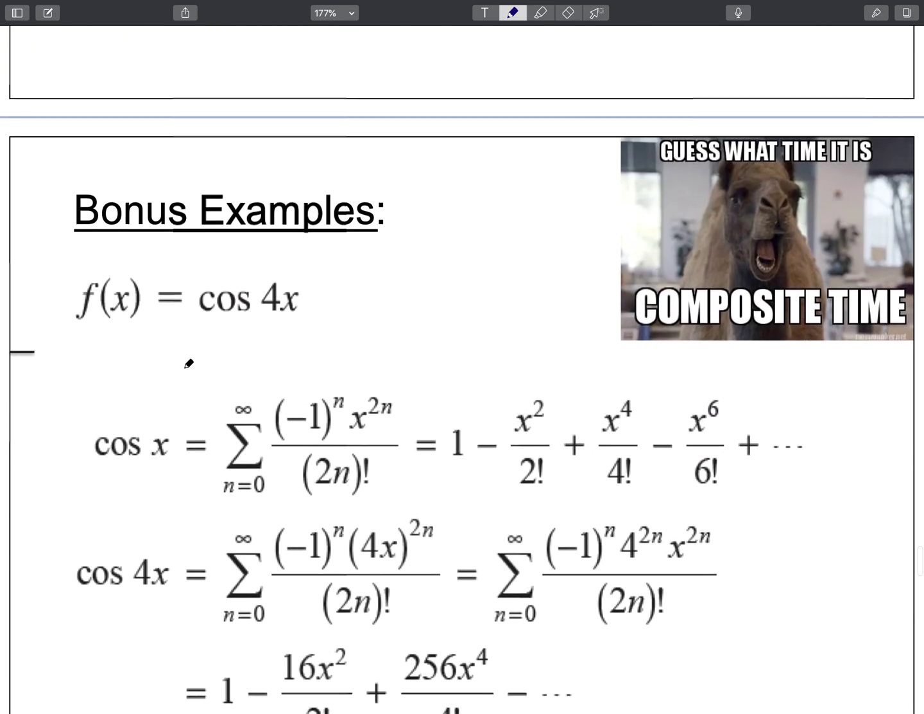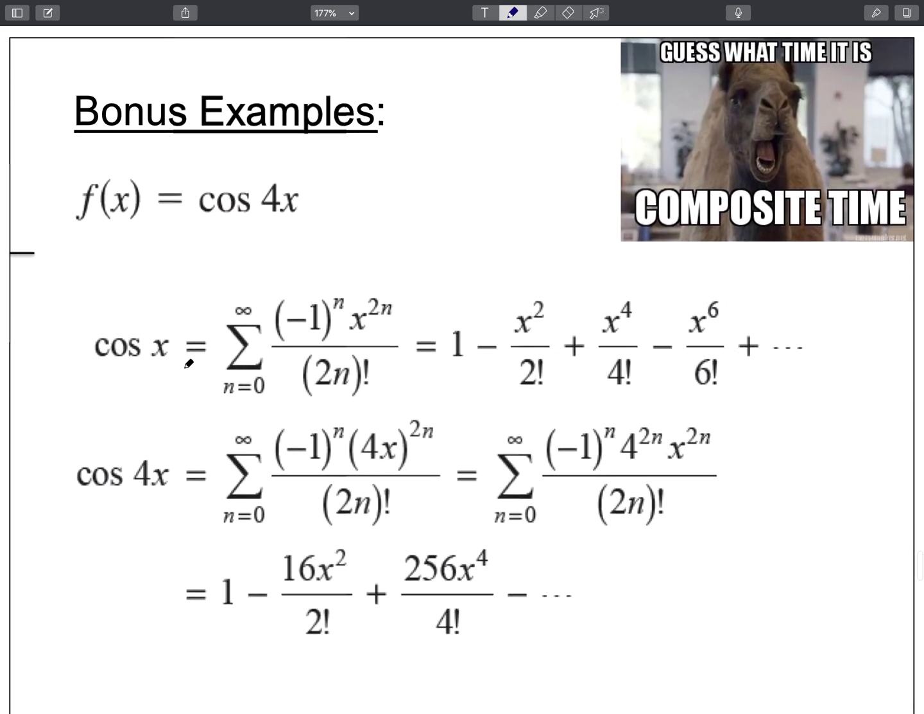How about the next one, cosine of 4x? Again, cosine we know is even. So this is the generic even cosine. We know it starts as positive and alternates sign. So all we would have to do is just go plug in 4x for all the x's. So notice the first term is going to have to stay as 1 because I'm not plugging anything in. How about the next term? It's minus. So that would be something to note.